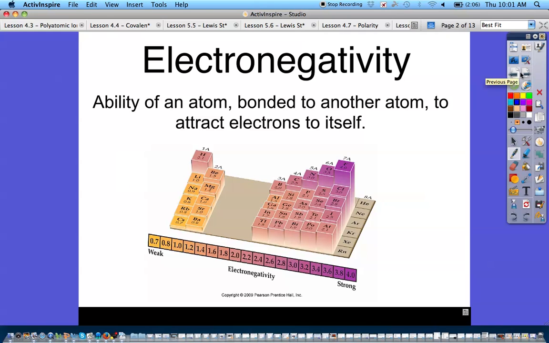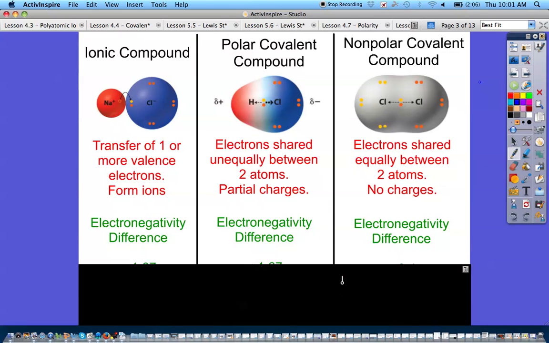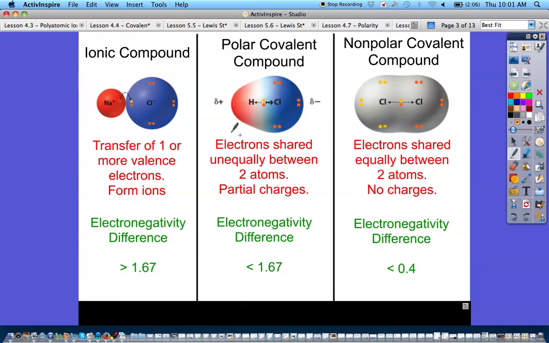So to start off with, just as a reminder, electronegativity is the ability of an atom bonded to another atom to attract electrons to itself. We talked about that with our periodic trends. And so, ionic compounds are going to transfer the electrons to form ions, and they're going to have an electronegativity difference of 1.67.